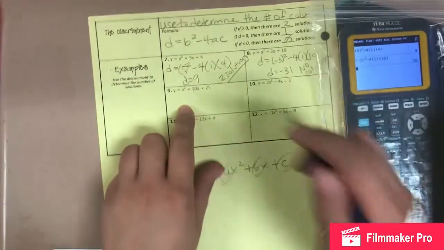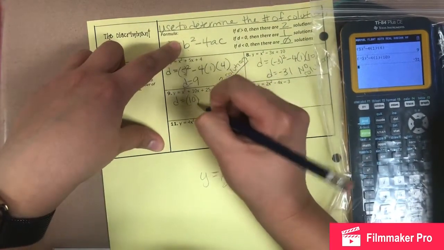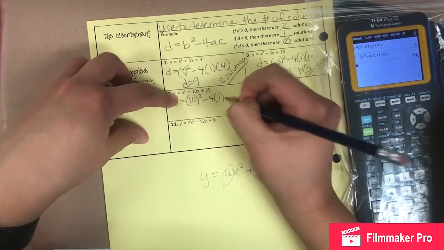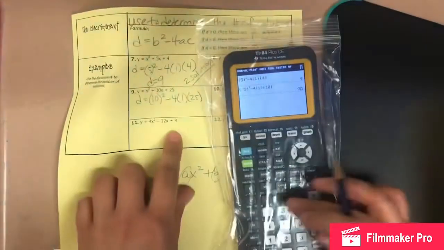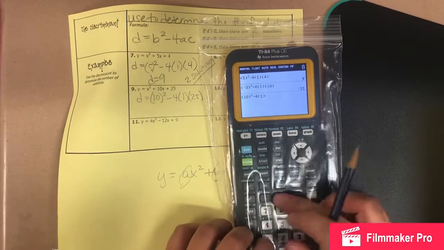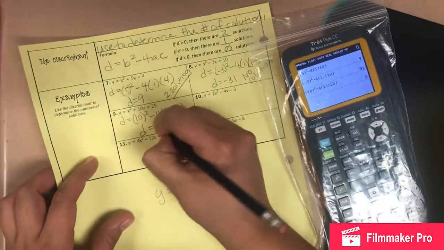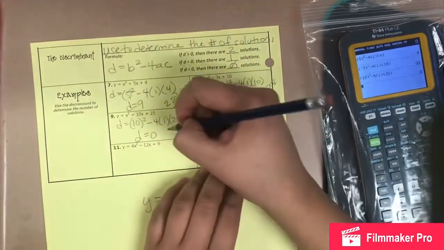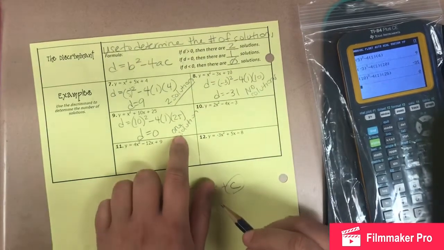Number 9, D equals the B value, which is 10 here, squared, minus 4, parentheses, the A value, which is 1, times the C value, which is 25. So I'm going to type that in. 10 squared minus 4 times 1 times 25. Now this one, I get D equals 0. When D equals 0, that means it's going to have 1 solution. It's going to cross the x-axis 1 time.